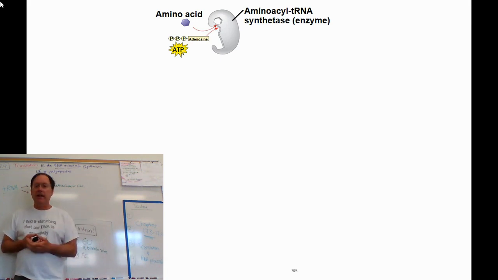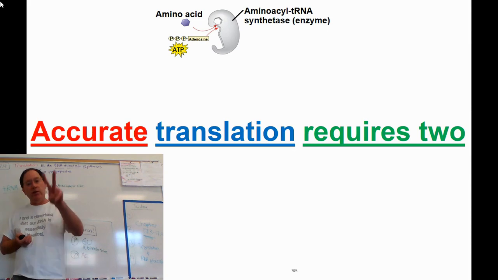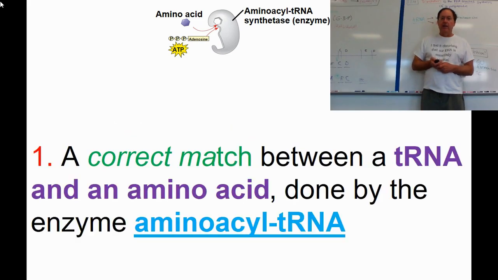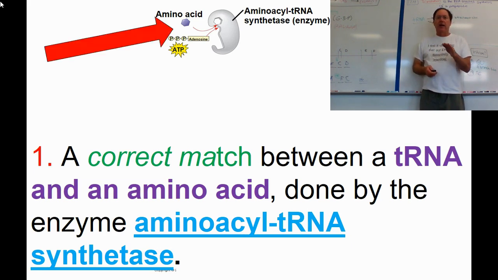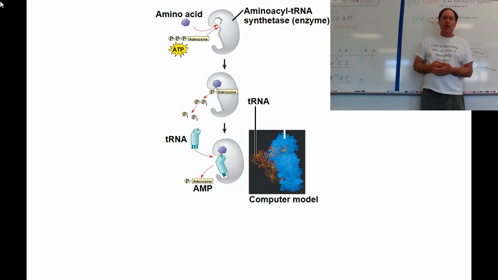Your book goes into a nice paragraph or two about how a naked tRNA gets recharged with the appropriate amino acid. So accurate translation requires 2 steps: a correct match between a transfer RNA and an amino acid, done by the aminoacyl tRNA synthetase enzyme. You can imagine that we have this enzyme, and it's going to recruit an appropriate amino acid with the help of ATP to recharge, you can see it, the transfer RNA.